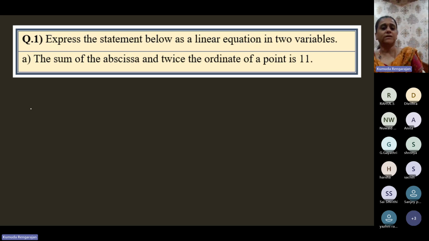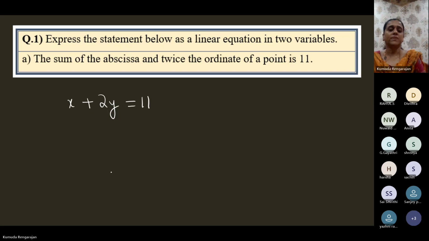So see here, the sum of the abscissa and twice the ordinate of a point is 11. The sum meaning plus. The sum of what? The abscissa, x, and twice the ordinate, meaning 2y. Twice meaning 2 times. The sum is 11. So the required equation is x plus 2y is equal to 11.